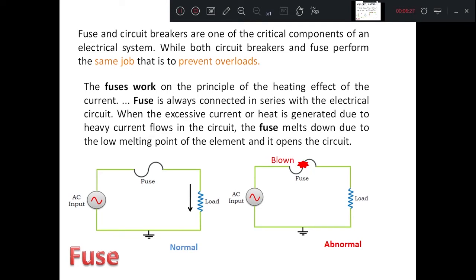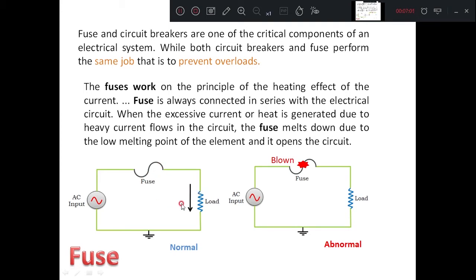Then we'll see how exactly the fuse works, what we mean by the fuse, what is the function of the fuse. The fuse works on the principle of the heating effect of the current. A fuse is always connected in series with the electrical circuit, that is, the fuse is connected in series with the appliances as well as the supply. The fuse is designed so that it has to take the normal operating current under healthy condition.